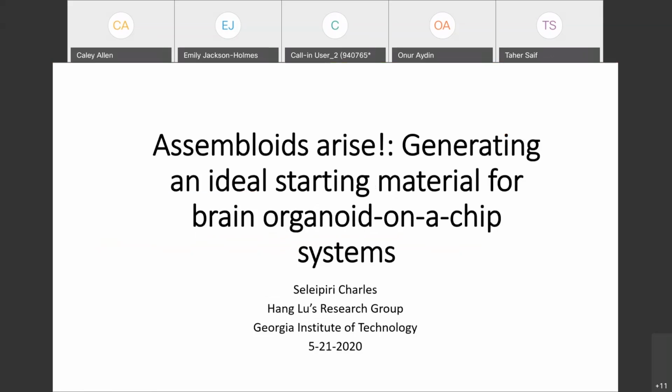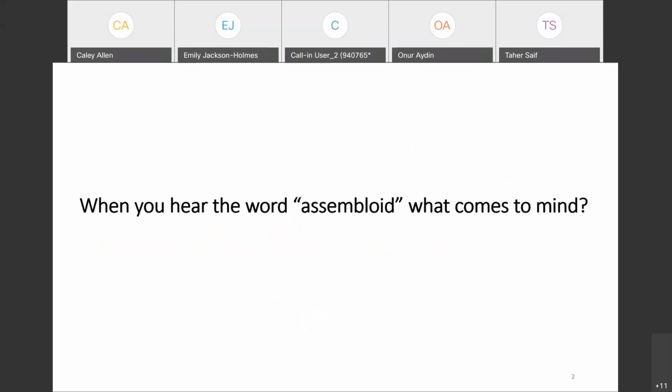So my name is Seleipiri, and I'm going to be talking about using assembloid systems as a starting material for brain organoid-on-a-chip systems. My first question from the poll, which I'm curious to see what people came up with, is: when you hear the word assembloid, what comes to mind?